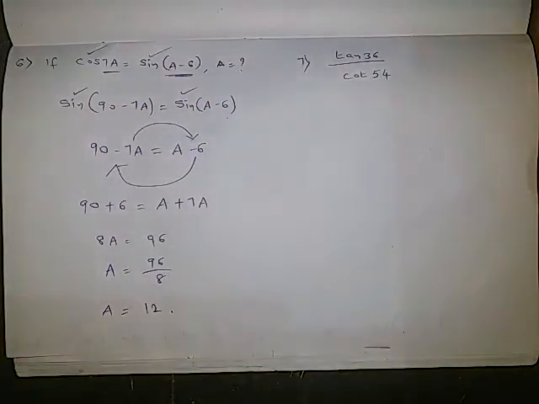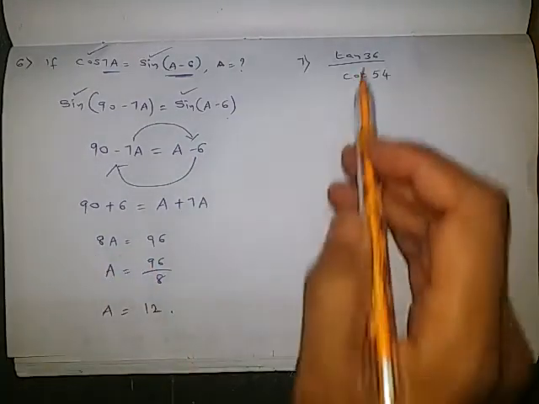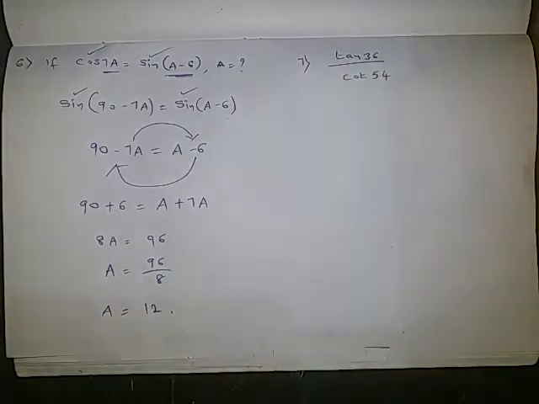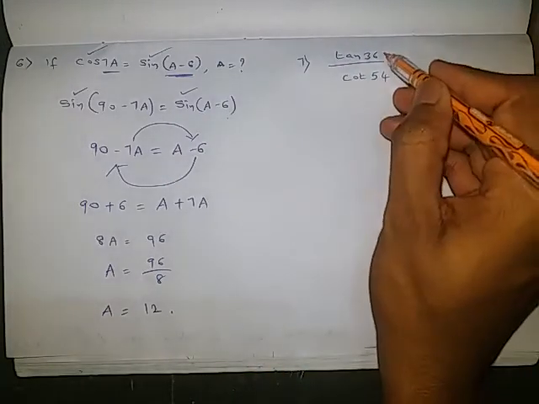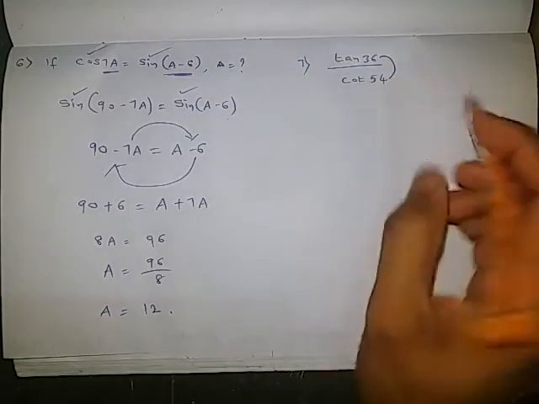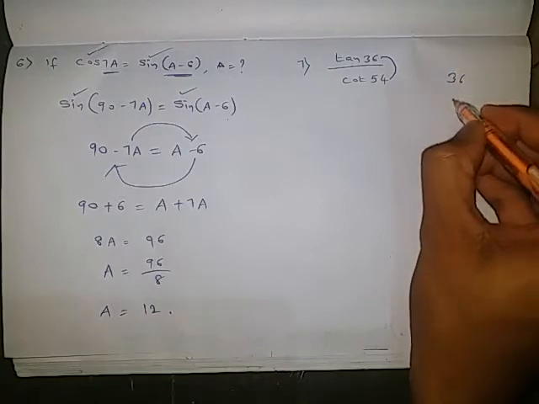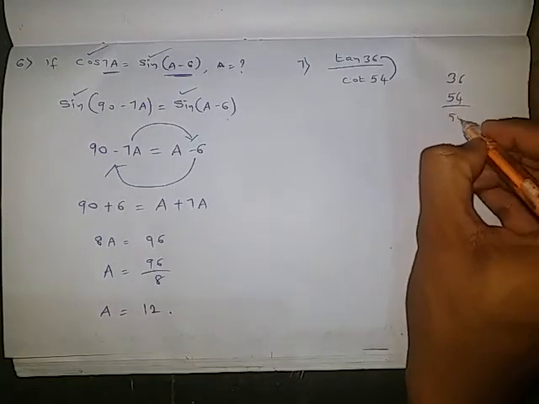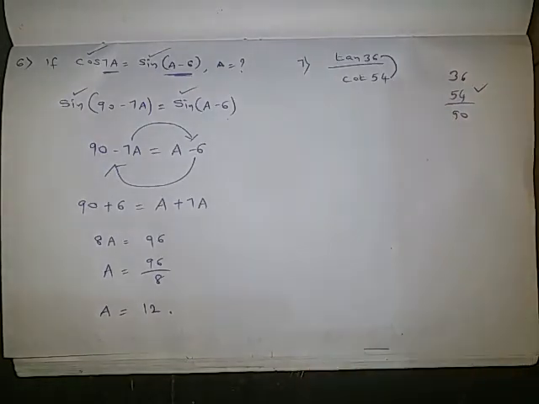Okay, now let's have a look at one more question from the same concept, that is complementary angles. What is the value of tan 36 divided by cot 54? First thing you need to check is the sum of the two angles, 36 plus 54. 36 plus 54 gives 90 degrees. Now this kind of concept is going to be applicable only if the sum of two angles is 90 degrees.